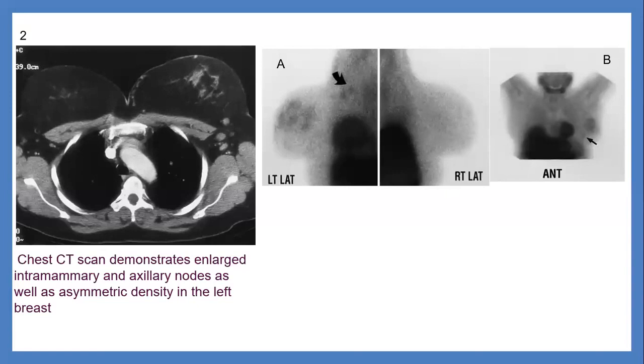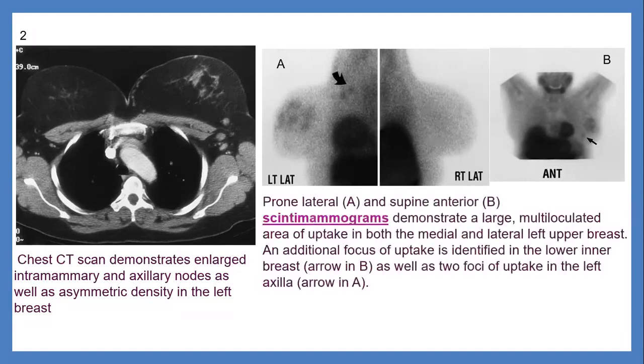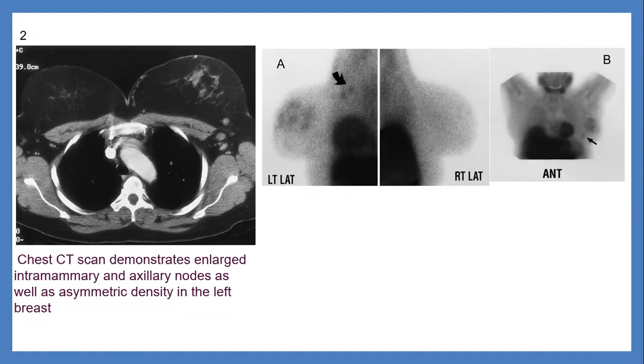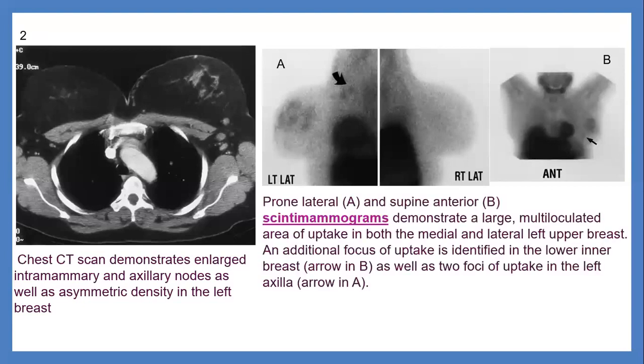You don't know this focus of uptake. Yes, those in the axilla you can say are lymph nodes, but within the breast, you don't know what that uptake is. It can be a lymph node or it can be another focus. So there is a large area, almost in the medial outer aspect of the breast. So the malignancy is large.